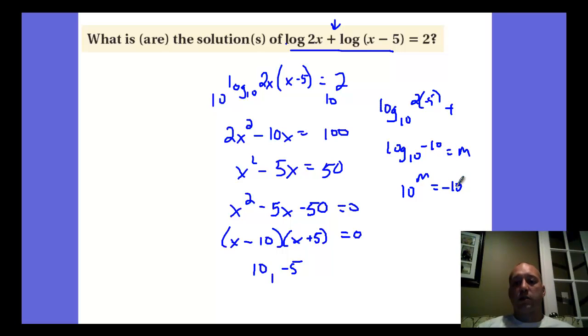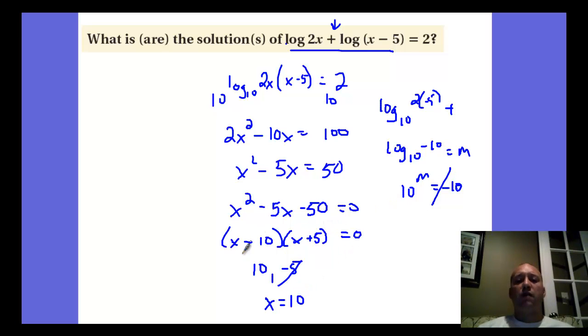Is there any exponent that will give us a negative value? If we make m be a negative, it doesn't make it become negative, it makes it become a fraction. So this is not possible. We can't have 10 to some power become a negative value. So we cannot take the log of a negative, log base anything to a negative value. So negative 5 is actually not a possible solution. So then x has to be 10 is the only solution for this problem.